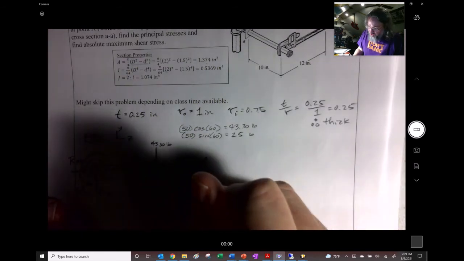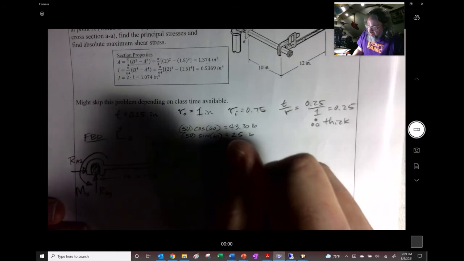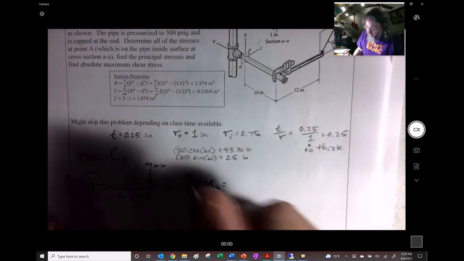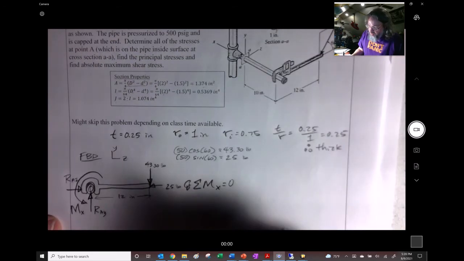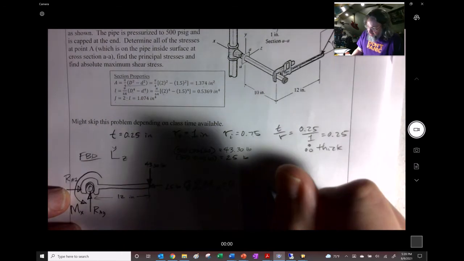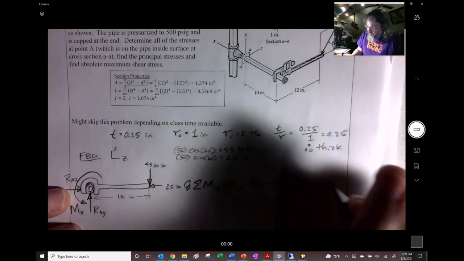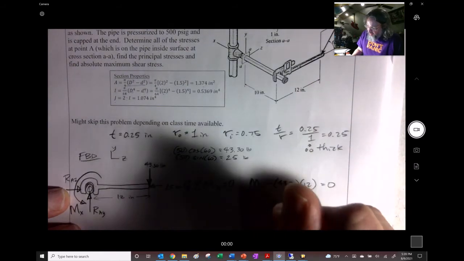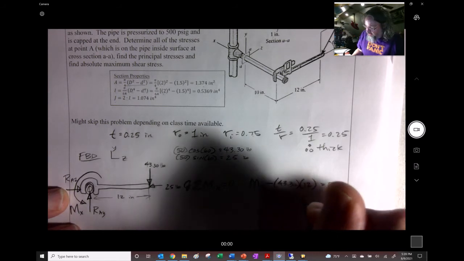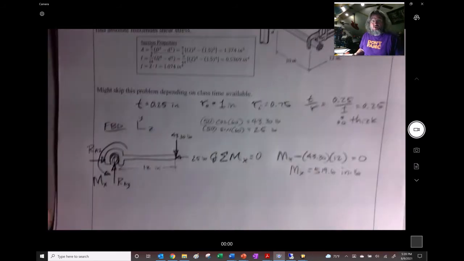So the sum of the moments about the x-axis, right? Because x is coming that direction, weirdly enough. No offense, Hibbeler. We say that we have Mx minus 43.30 times 12 equals 0, and our Mx, I have it written down somewhere, is 519.6 inch-pounds.